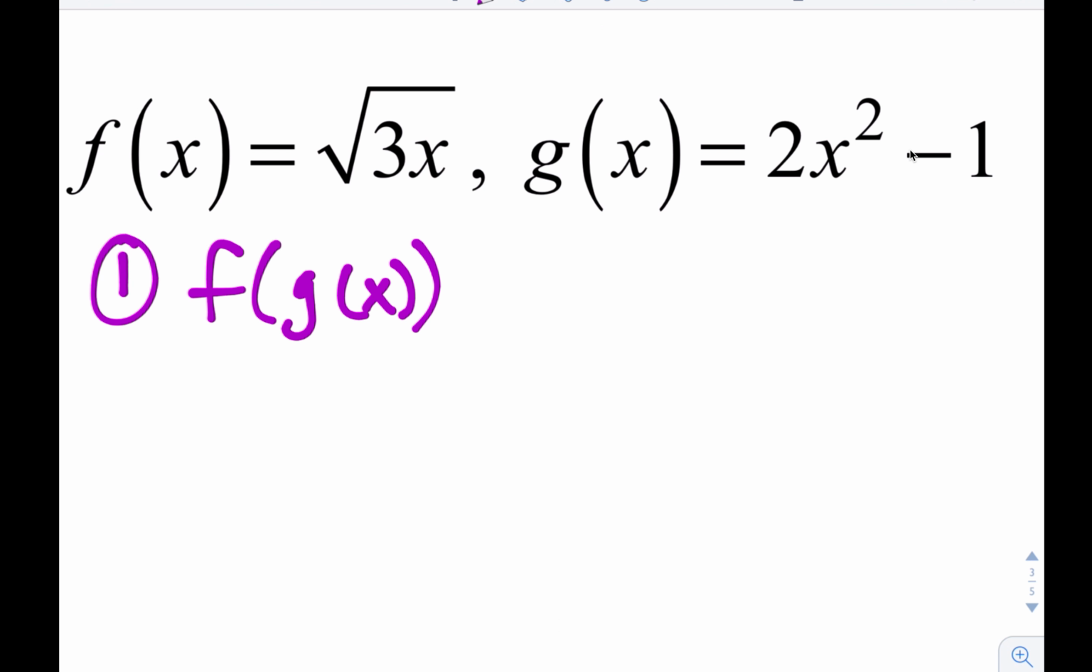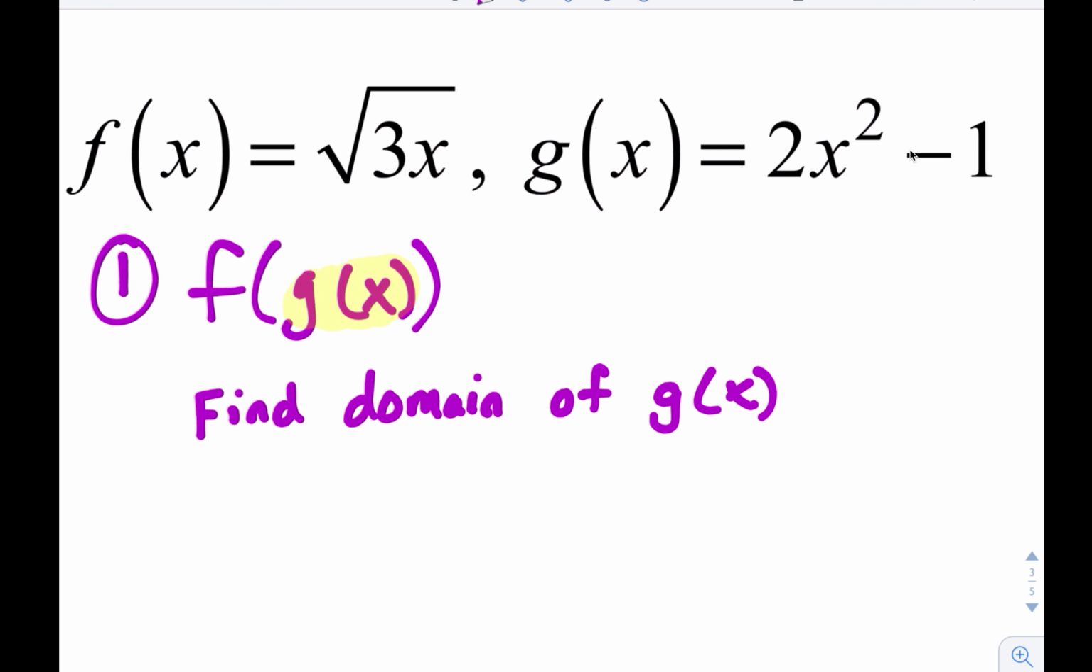All right, so the first thing that you guys have to do is you have to find the domain of what you're plugging in on the inside. Okay, so I'm going to plug in g of x first. I need to figure out what the domain is. So find domain of g of x.